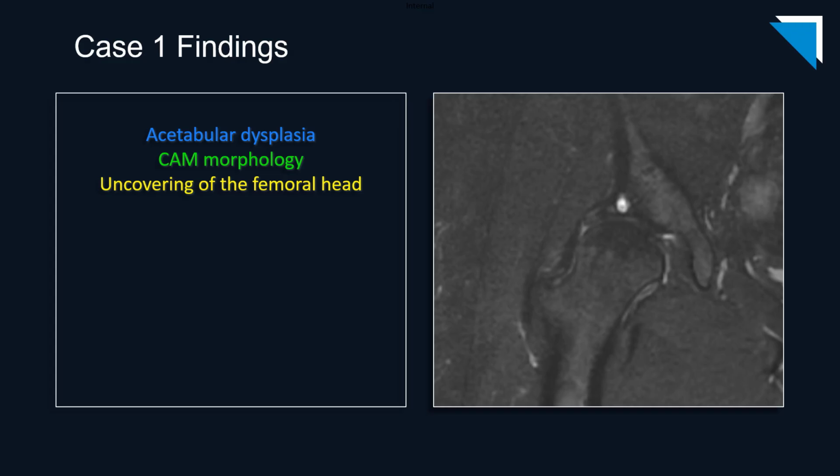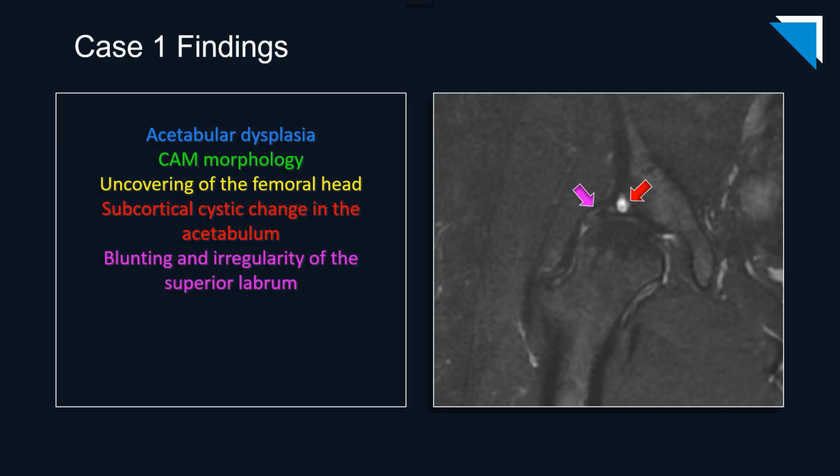Additionally, we can see on this coronal fluid-sensitive image there is subcortical cystic change in the anterior superior acetabulum, with blunting and irregularity of the adjacent anterior superior labrum. The latter two findings from the MRI reflect secondary pathology resulting from underlying femoroacetabular impingement, which of course is our diagnosis in this case.